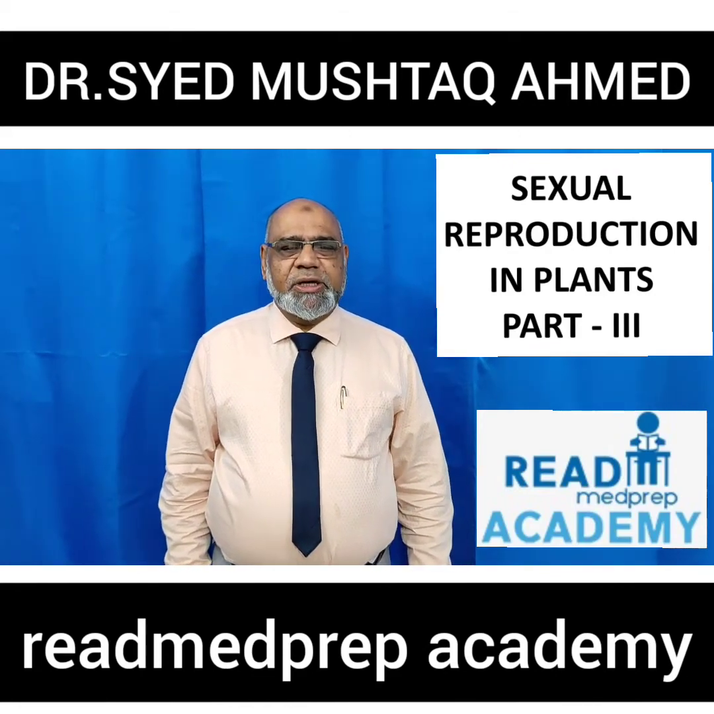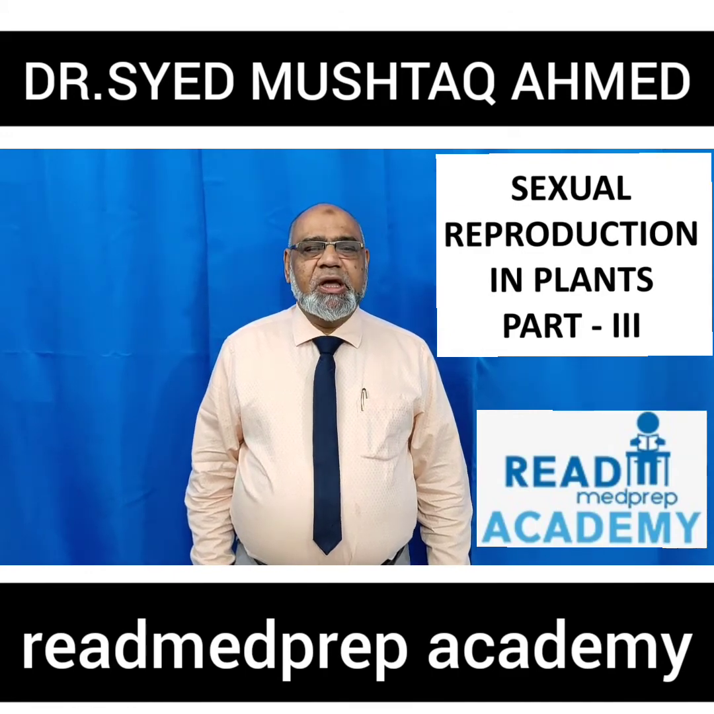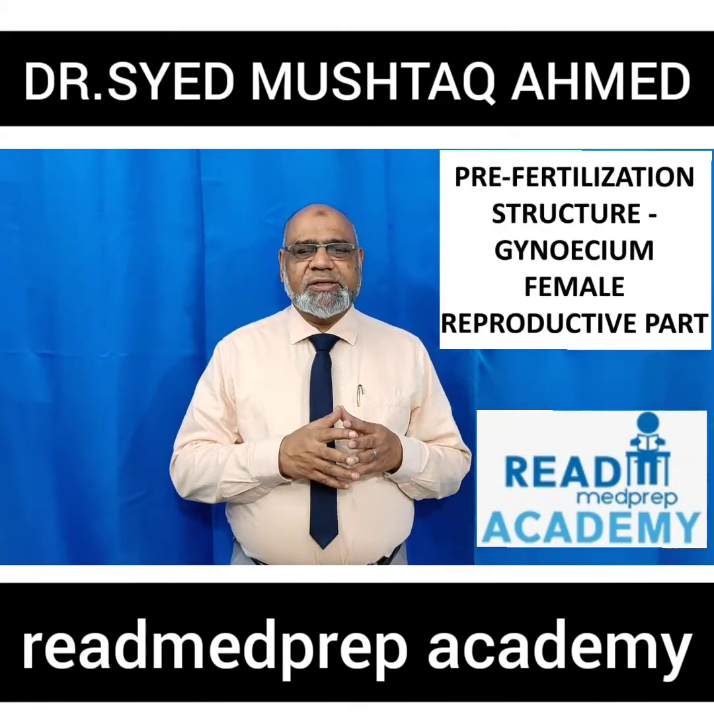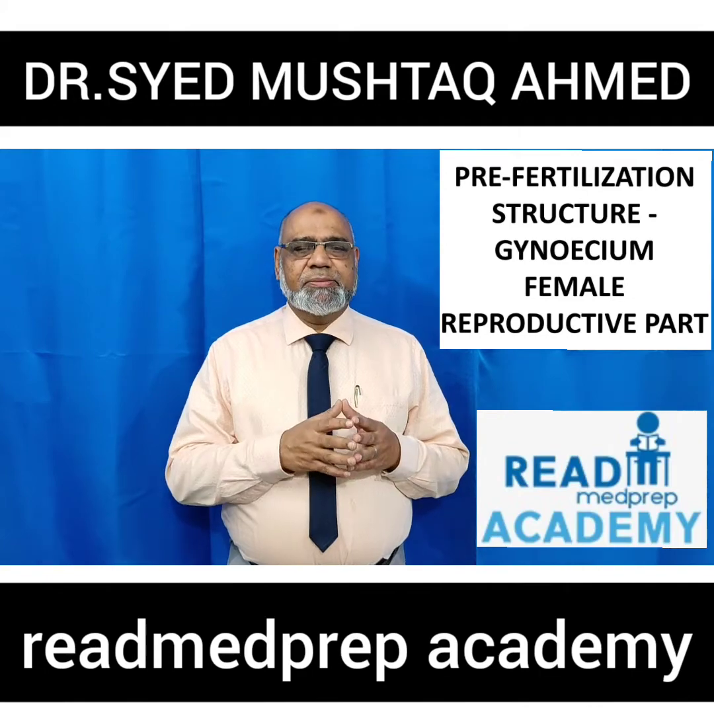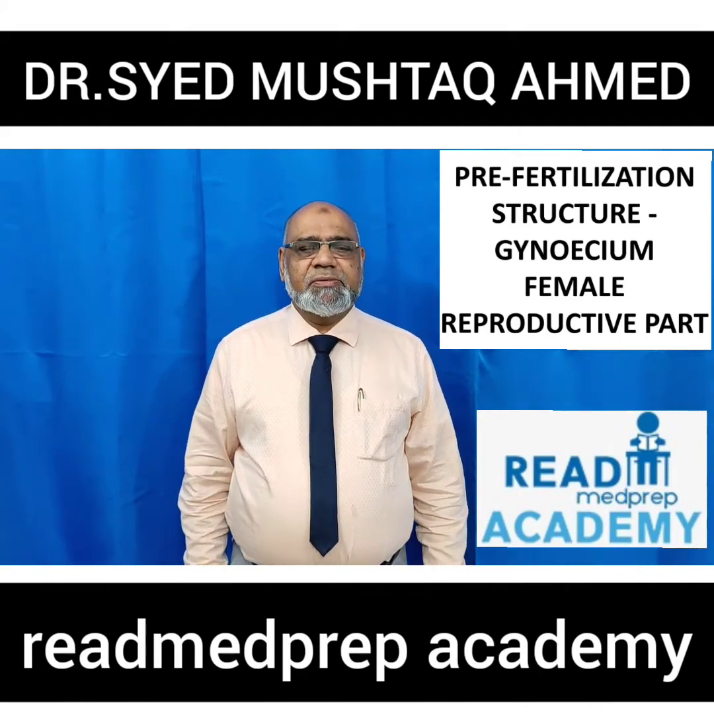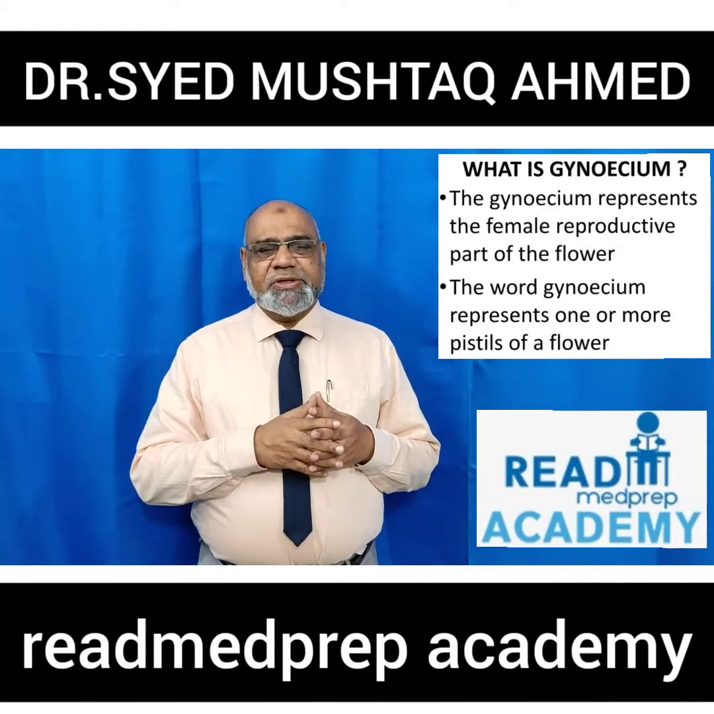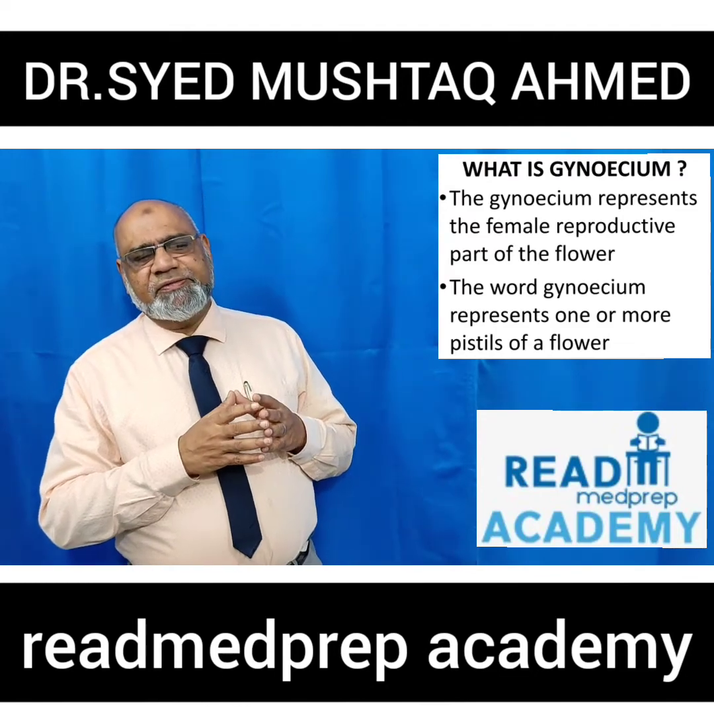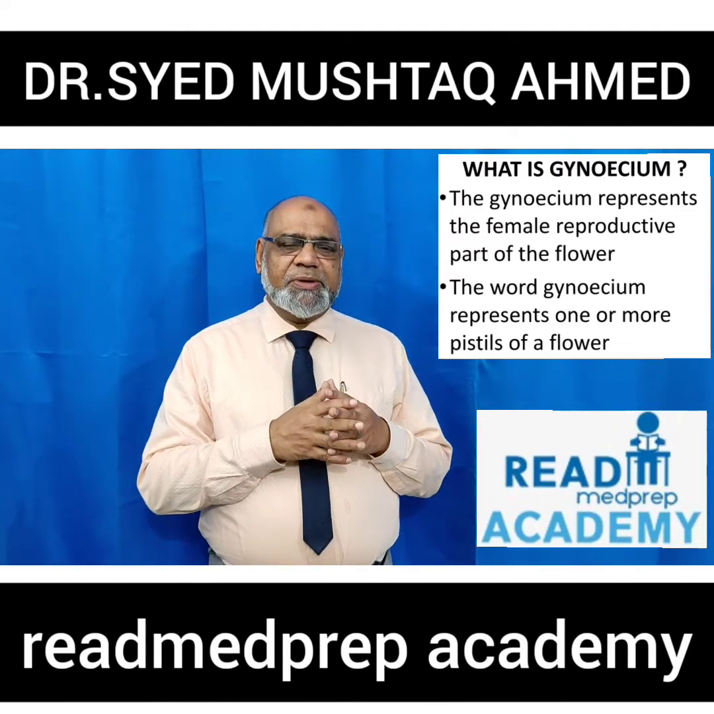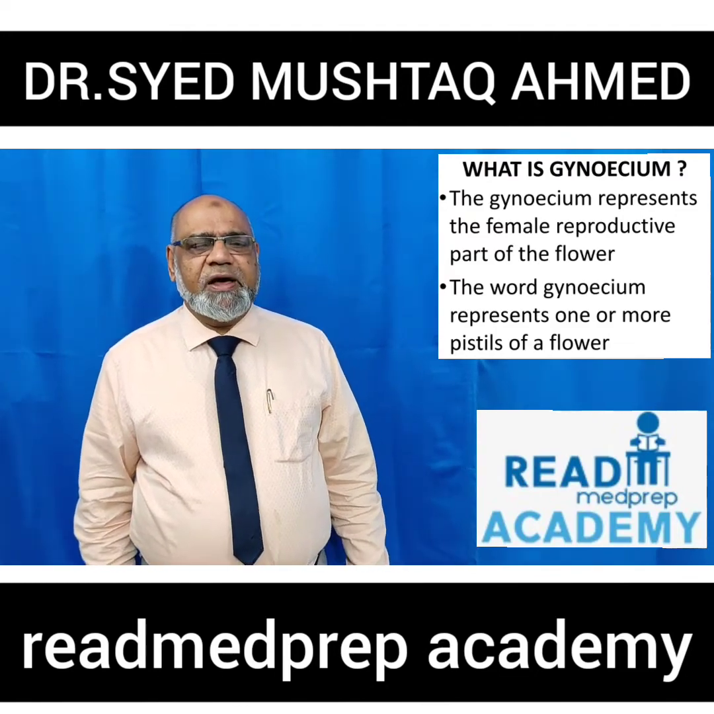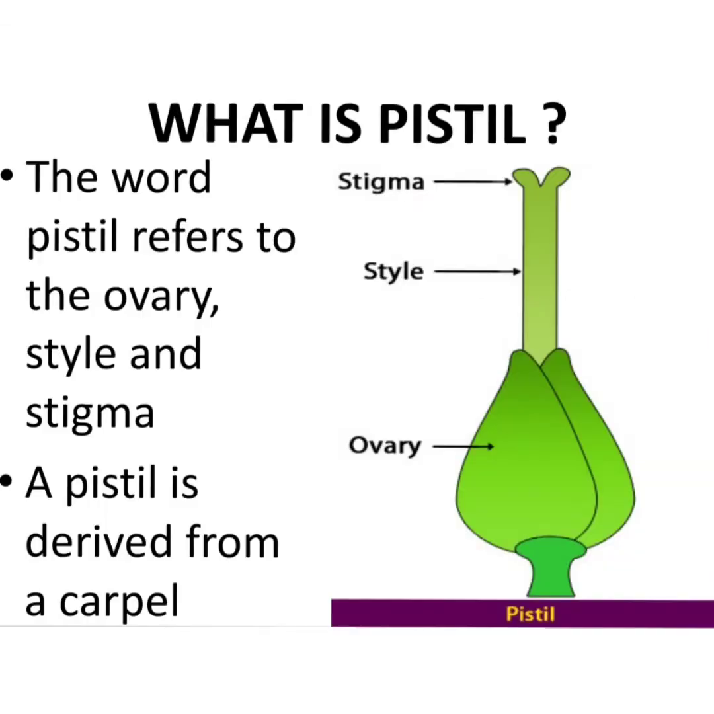Today in Sexual Reproduction in Plants Part 3, we are going to talk about a pre-fertilization structure, the gynoecium, which is the female reproductive part. The gynoecium represents the female reproductive part of the flower. The word gynoecium represents one or more pistils of a flower. What is a pistil? The word pistil refers to the ovary, the style and the stigma.